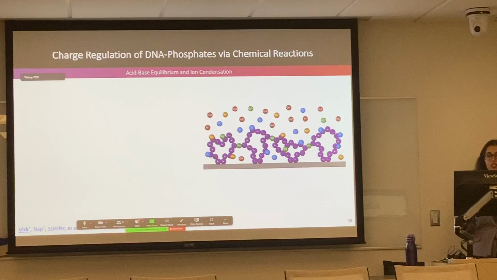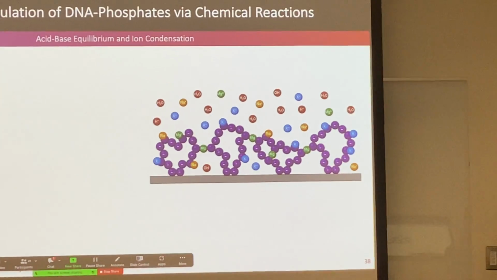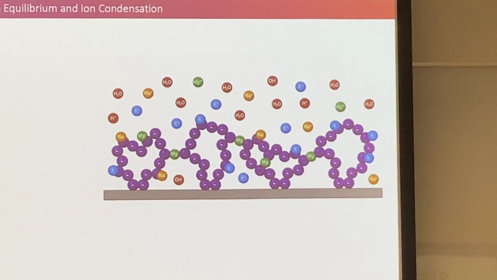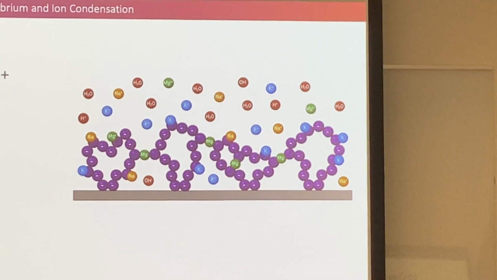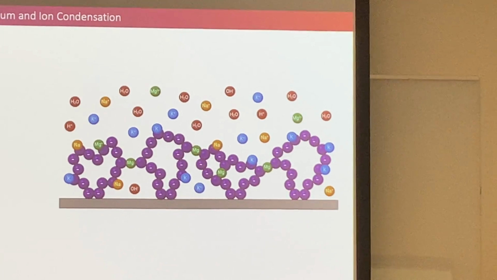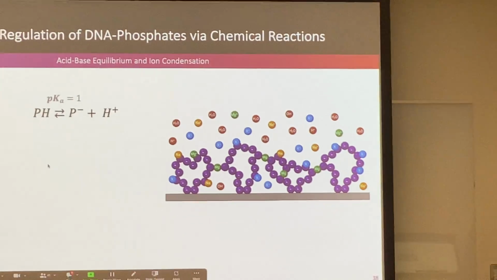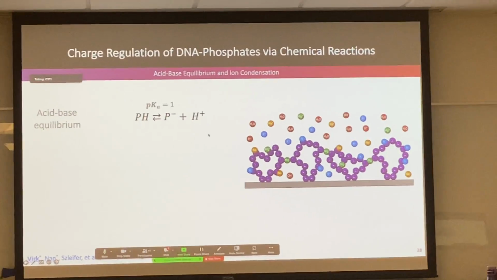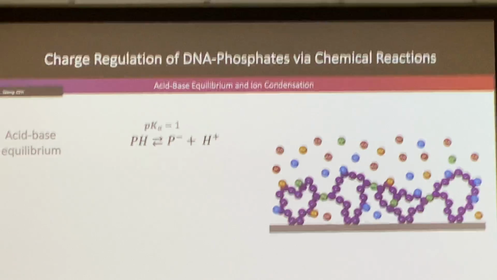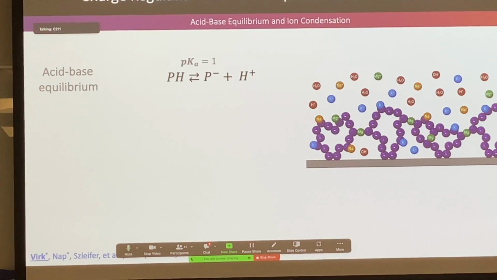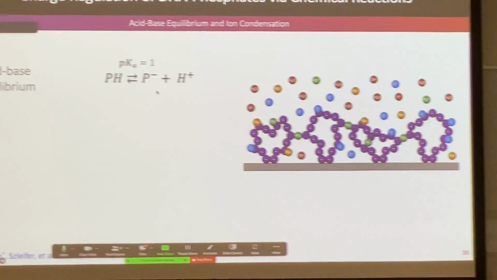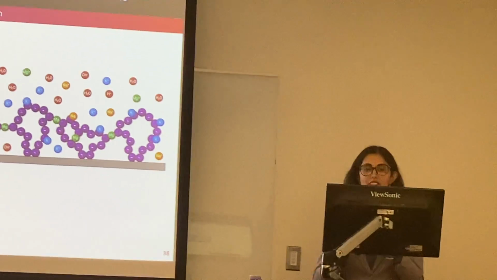So turning to the simpler DNA phosphate loop system, we explicitly incorporate charge regulation via chemical reactions. This includes the acid-base equilibrium, the protonation-deprotonation reaction. Because phosphate is such a strong acid, the pKa of phosphate is actually 1, which means that at a pH of 1 under ideal conditions, half of these phosphates are going to be in their negatively charged state.